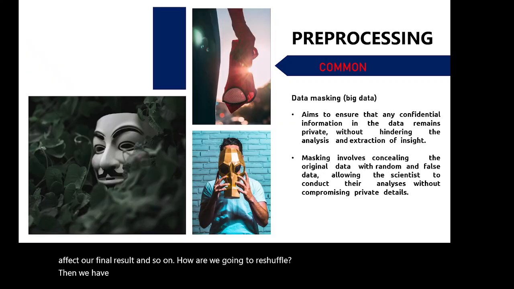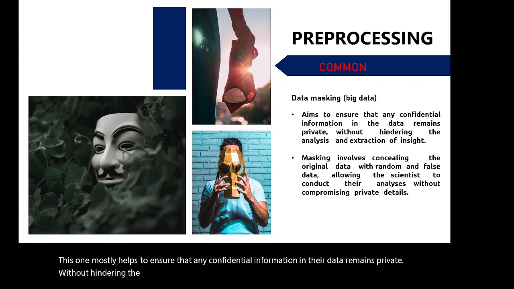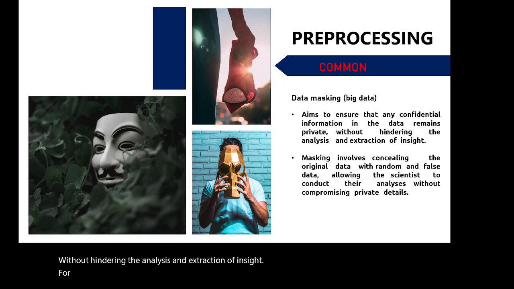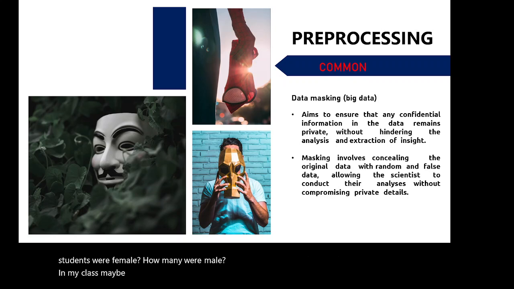Then we have now what you call data masking. Data masking, mostly we are talking about now protecting personal identifiable information. This one mostly aims to ensure that any confidential information in the data remains private without hindering the analysis and extraction of insight. For instance, today, if I want to analyze, maybe this is March intake, how many students were female, how many were male in my class, maybe how many are still university students, how many are working, and so on.